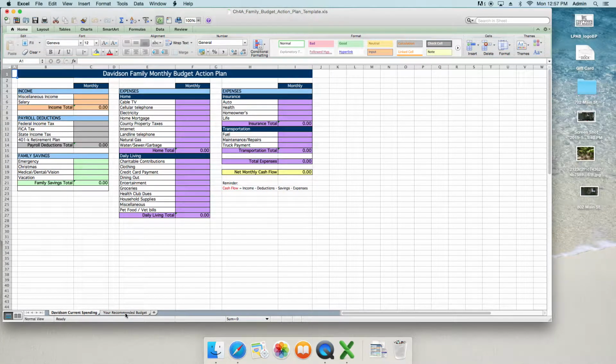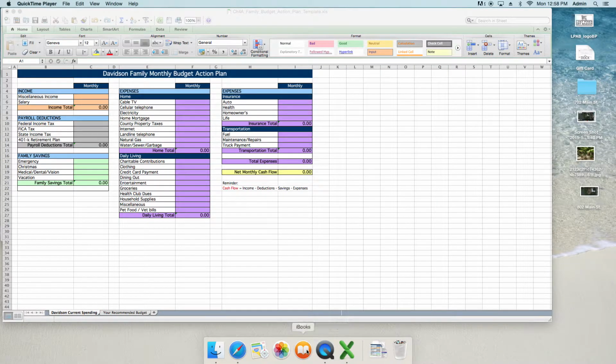On the next page is your recommended budget. So as of now, nothing has been entered. So your recommended budget is what do you recommend the Davidsons do to cut their spending so their net monthly cash flow is at least zero, if not positive. So let's read through a few examples, and then I'll leave you guys to do the rest.